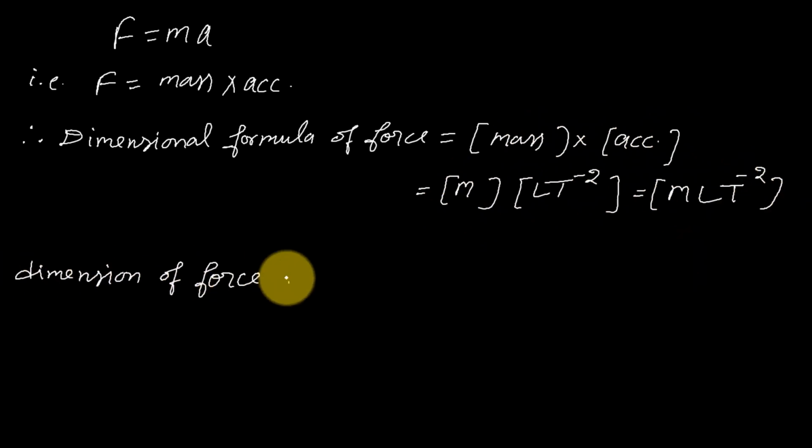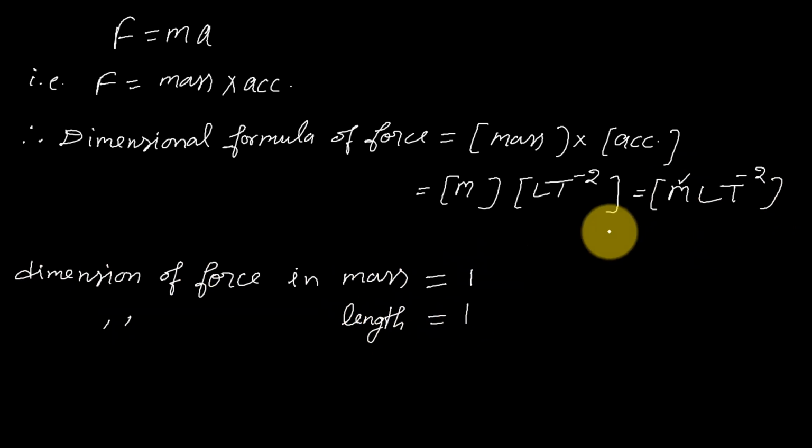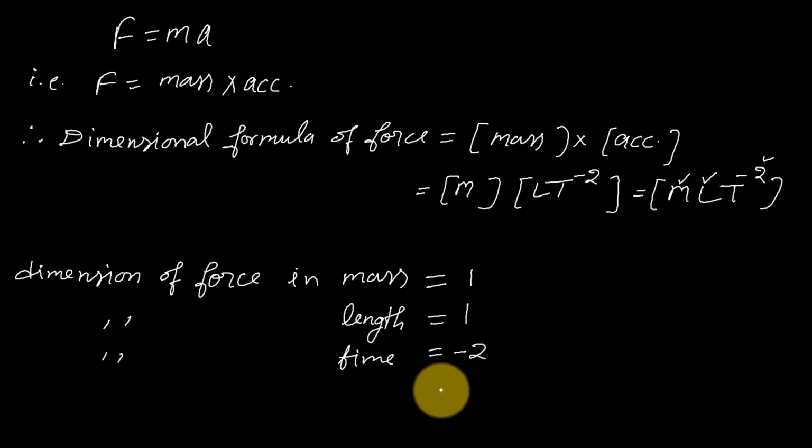Therefore, the dimension of force in mass is equal to 1. It is the power of capital M in this expression. The dimension of force in length is equal to 1, the power of L in this expression. And the dimension of force in time is equal to minus 2. It is the power of capital T in this expression.